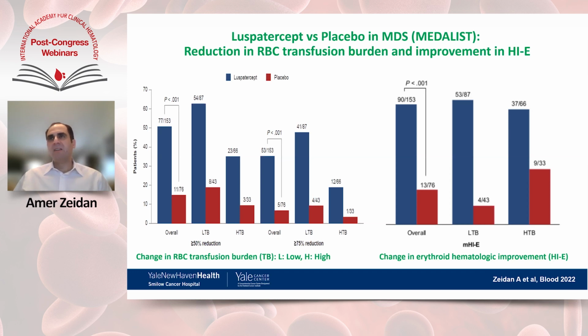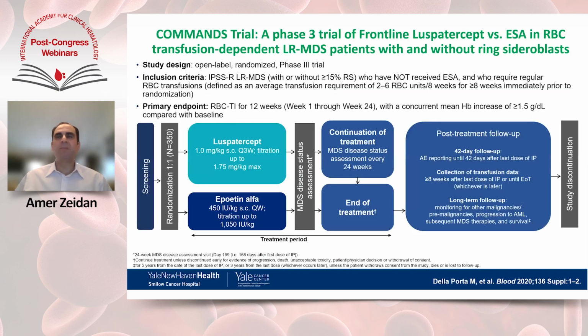As you can see, many patients will achieve hematologic improvement, almost 60%, as well as the ones who are still needing transfusions. Many of them will have a significant reduction in the total number of units they need, including among patients who have high transfusion burden.